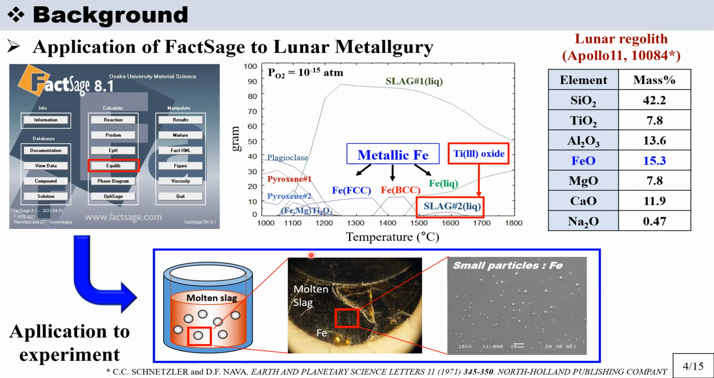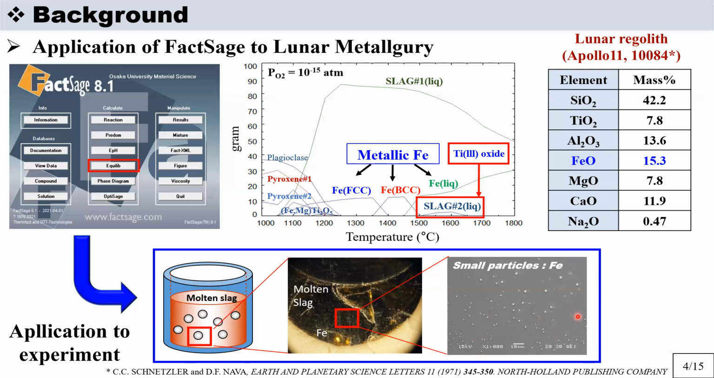After that, we heated the specimen up to 1600 Celsius degrees. This figure shows the metallic iron in molten slag produced after our experiments. The reduced metallic iron exists as fine particles, and the particle size is several micrometers. And we are now considering various processes to aggregate the metallic iron particles in molten slag.